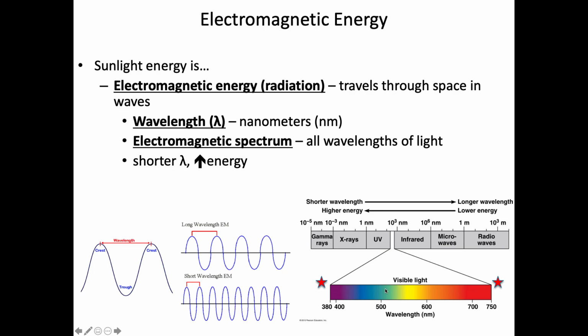In between, you have the wavelengths that are visible to the human eye. Red has a longer wavelength, so it has lower energy. Purple or violet, whatever you want to call it, has a shorter wavelength, about 380 nanometers, but it has higher energy.